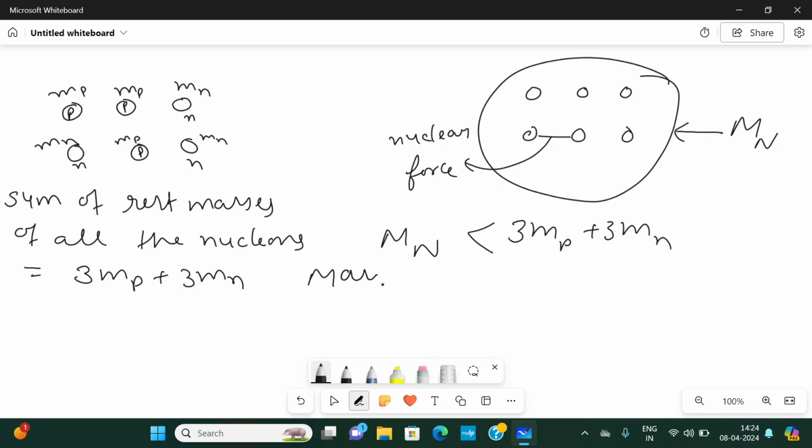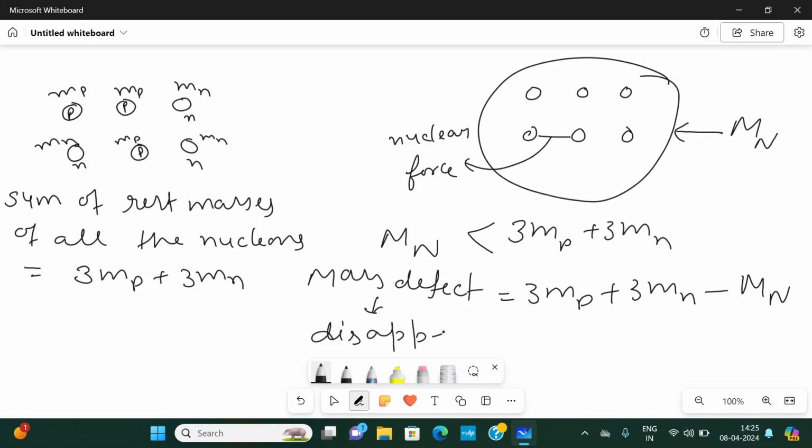So mass defect is the sum of rest masses of nucleons, which is 3Mp plus 3Mn, minus the actual rest mass of the nucleus. The difference between the sum of rest masses of all the nucleons and the actual rest mass of the nucleus is called mass defect. It is also called disappearing mass, and it is denoted by delta M.